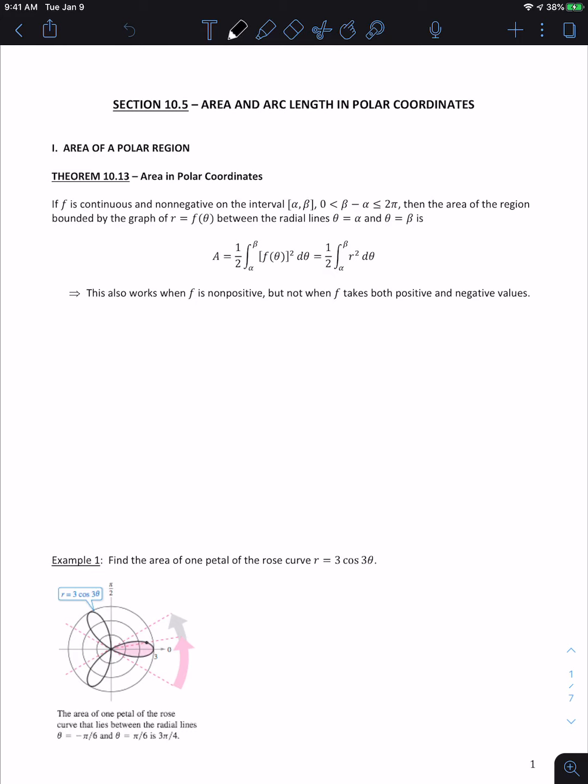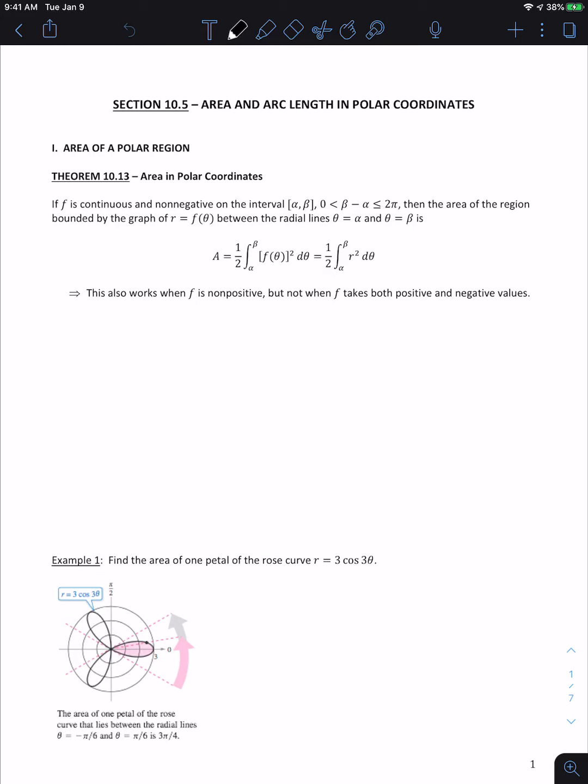Hello everyone, in this video we're going to be looking at section 10.5, which is area and arc length in polar coordinates. So you already know how to do area and arc length in the rectangular coordinate system, right? Area was just the integral of the top minus bottom, and arc length was the square root of 1 plus the derivative squared. So now we're going to look at what that is in the polar coordinate system.